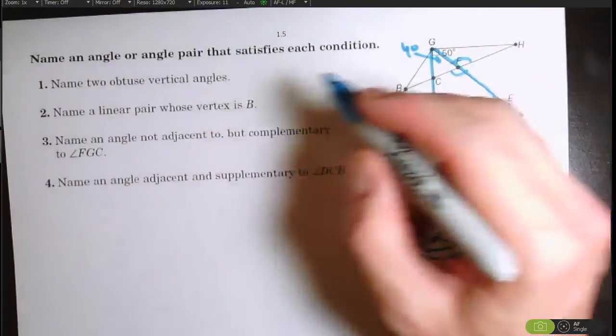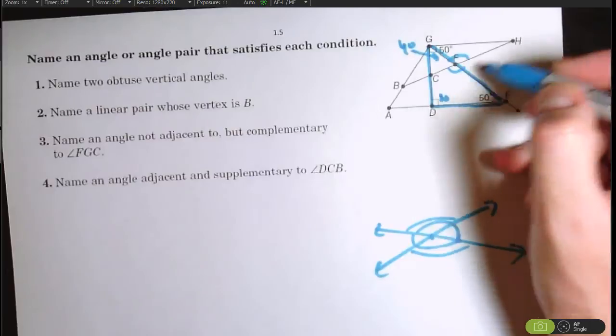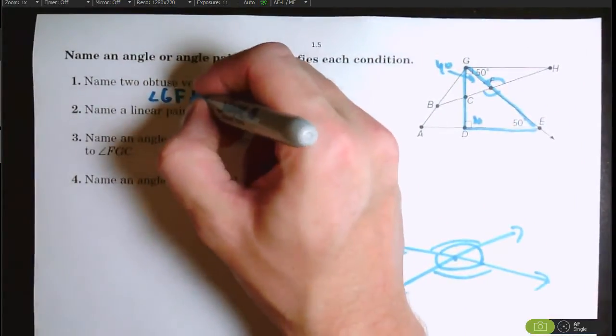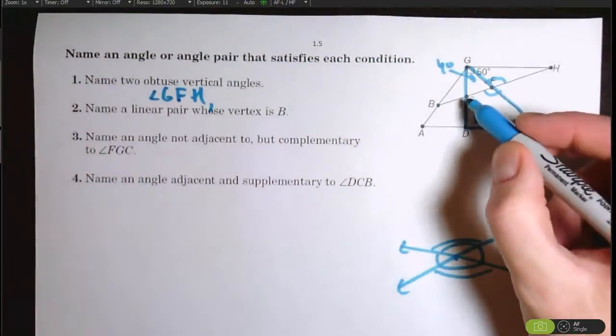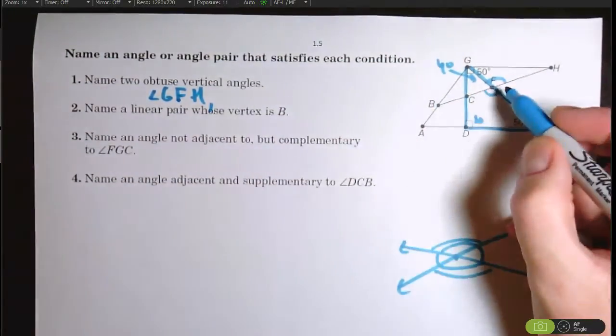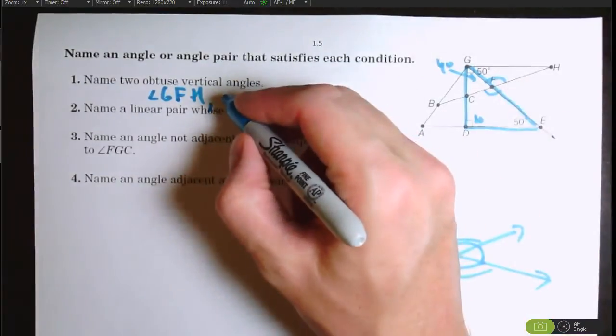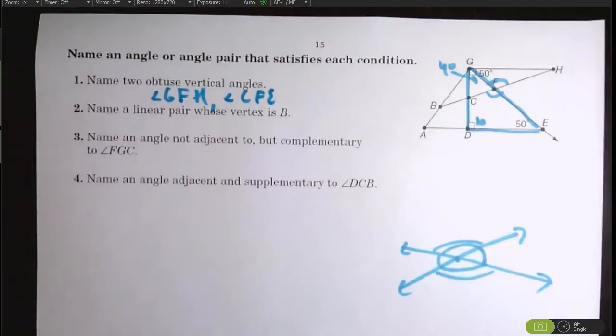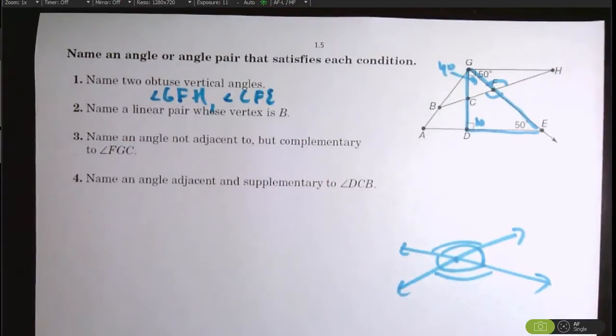So what's our pair of obtuse vertical angles? Well, angles GFH and angle CFE or BFE. It doesn't matter what you use. I'm just going to do angle CFE because C is easier, I guess. I don't know.